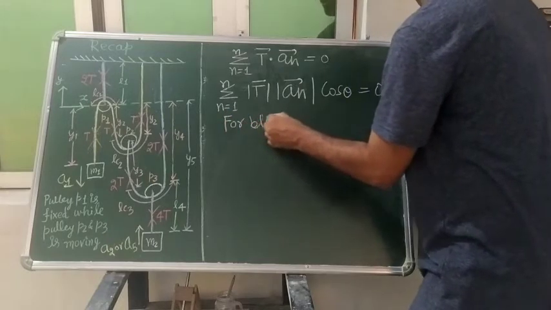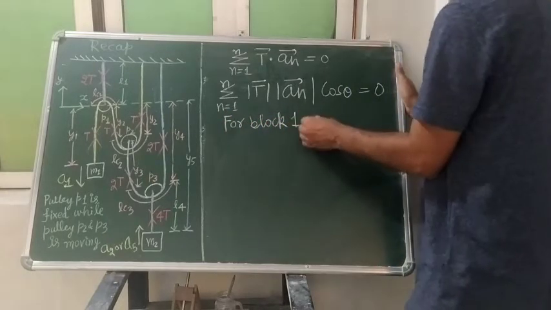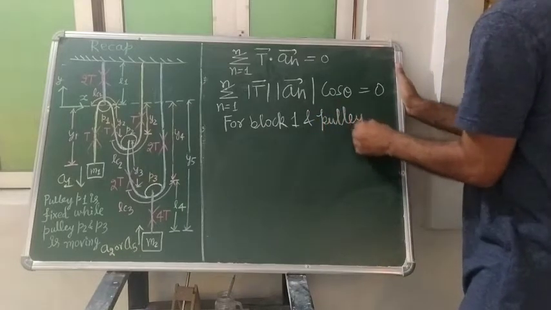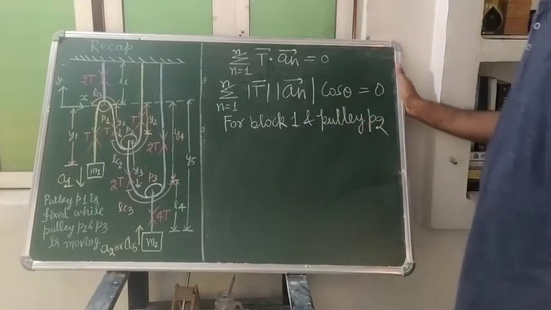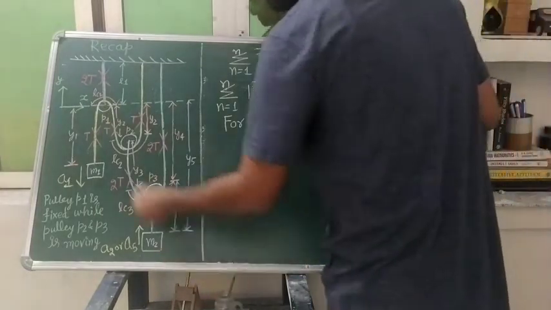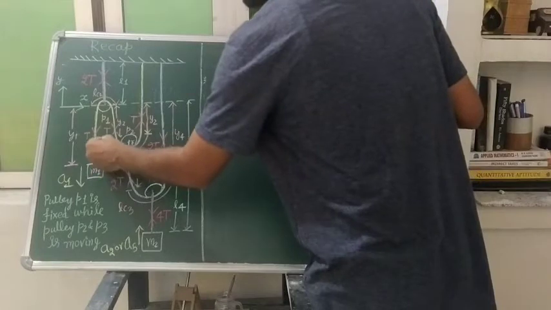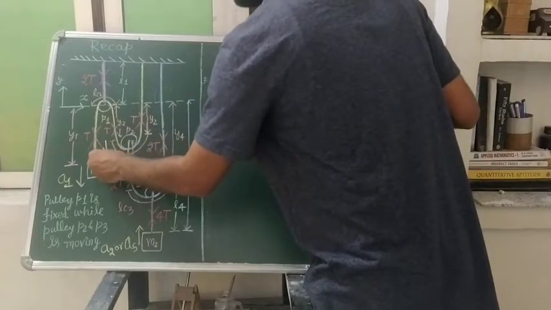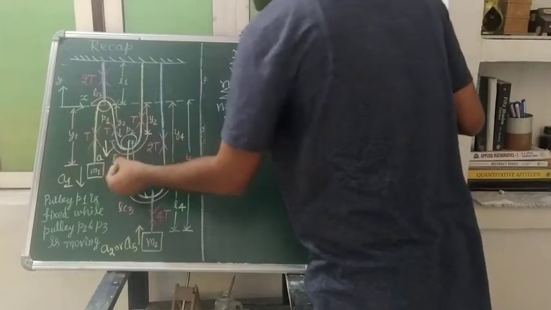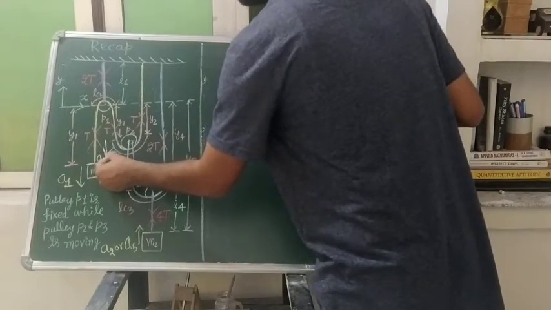And for block 1 and pulley P2, how can you write it, student? Suppose I am selecting that this pulley is moving downside, and we say it has some acceleration a P2.